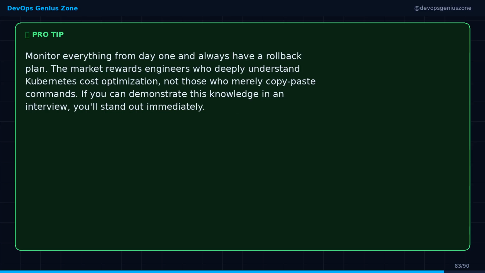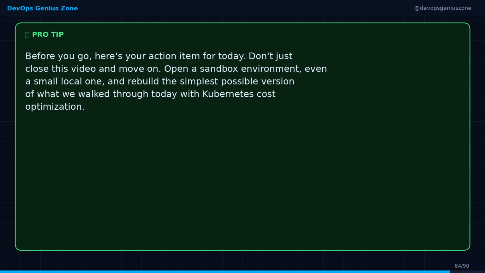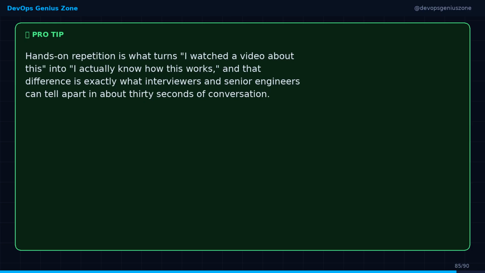Some of the best solutions I've ever found for Kubernetes cost optimization came from a comment on a community forum, not from official documentation. To summarize, Kubernetes cost optimization is critical in the 2025 US DevOps job market. Start right by understanding requirements before touching configuration and version control everything. Follow best practices around least privilege, small changes, automation, and documentation. Monitor everything from day one and always have a rollback plan. The market rewards engineers who deeply understand Kubernetes cost optimization, not those who merely copy-paste commands. If you can demonstrate this knowledge in an interview, you'll stand out immediately.